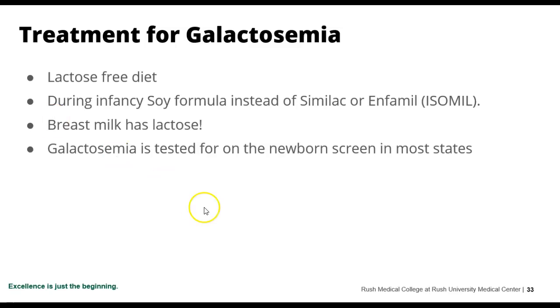family immediately when we find this out, because the treatment, if you can't break down galactose, is a lactose-free diet, since lactose consists of glucose plus galactose. So soy formula is given.